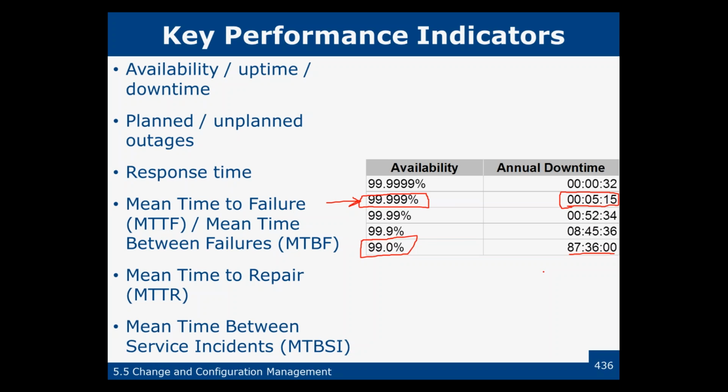The mean time to failure is how long we expect it to be, the expected lifetime of a product or a system, and the mean time between failure is how often it fails. The mean time to repair is how long it took to fix it, and the mean time between service incidents is how much time between a point of failure of the system and its next point of failure.